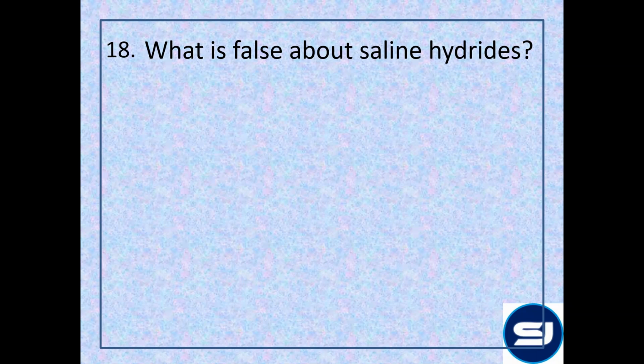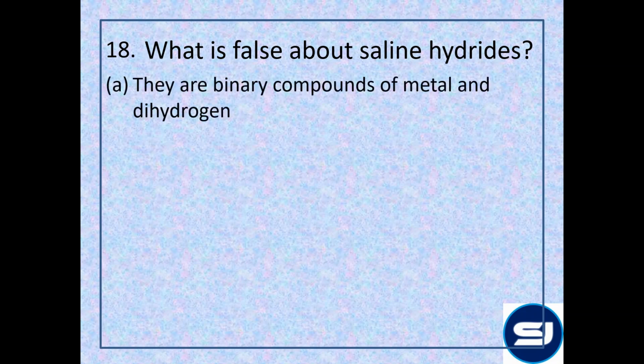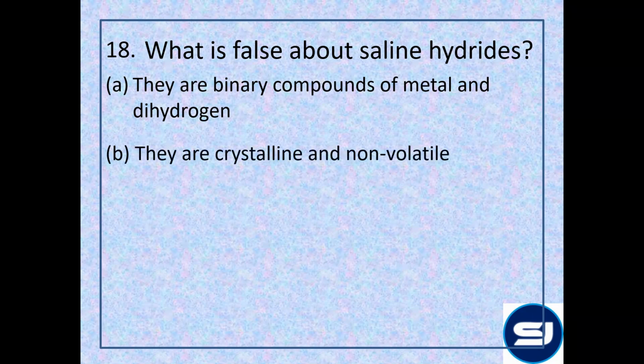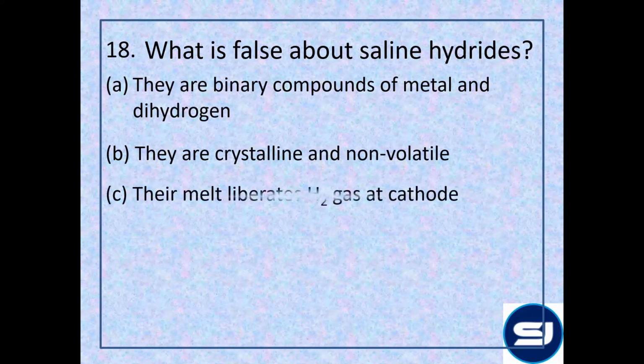The ionic hydrides obtained from S block elements are also called saline hydrides. They are binary compounds of metal and dihydrogen. Yes, they are crystalline and non-volatile. Non-volatile means they have a high boiling point. This is also correct: their melt liberates hydrogen gas at cathode.